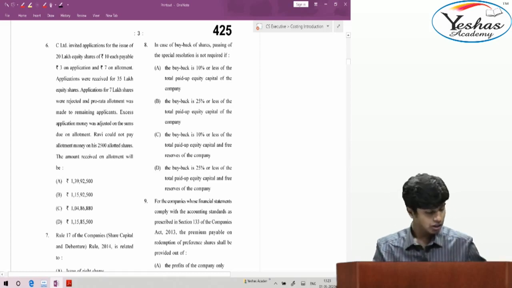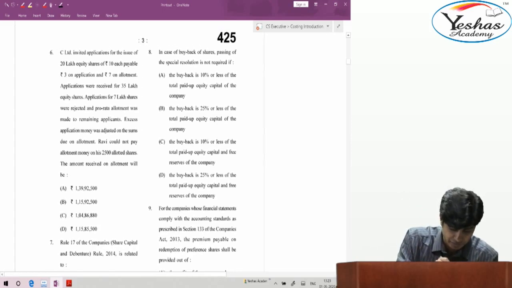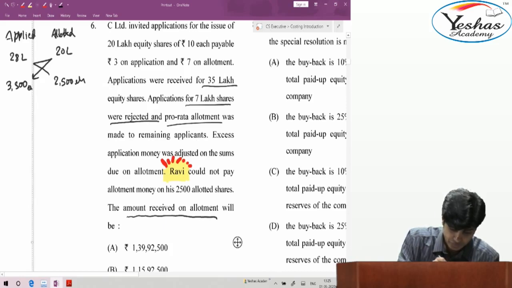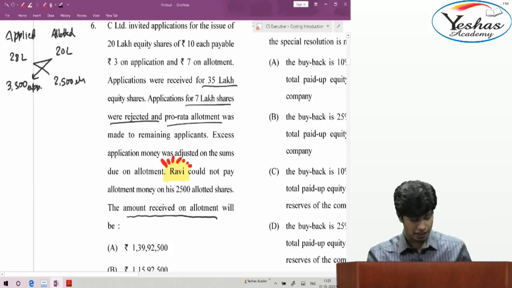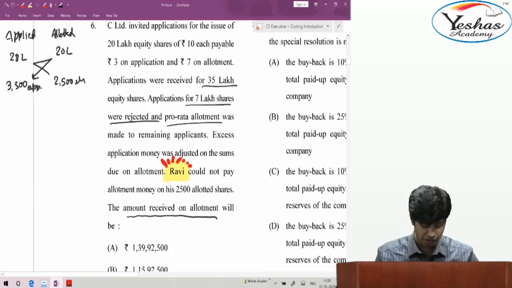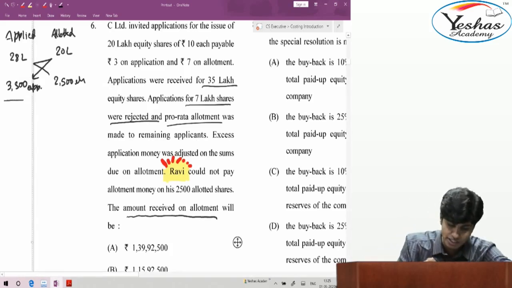Fine. Let us see. 2,500 multiplied by 28 divided by 20. So we got 3,500 applications. Okay. So one part of the information that we basically need is done. So I'll go to the next line. Concentrate here.